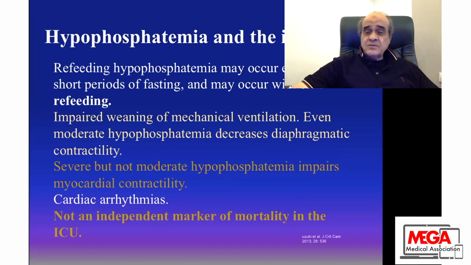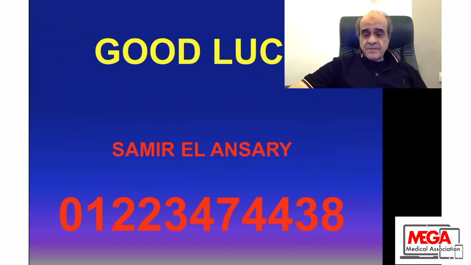Hypophosphatemia can cause muscle weakness and difficulty in weaning the patient from the ventilator. It can cause severe cardiac arrhythmia, and depress myocardial contractility, so try to treat it promptly by phosphate replacement.